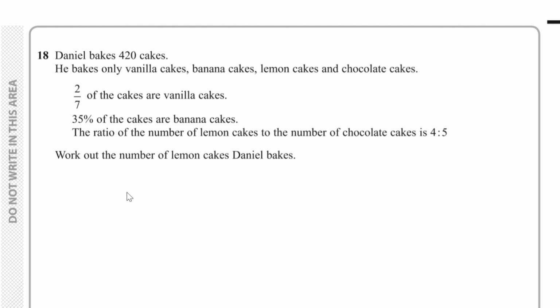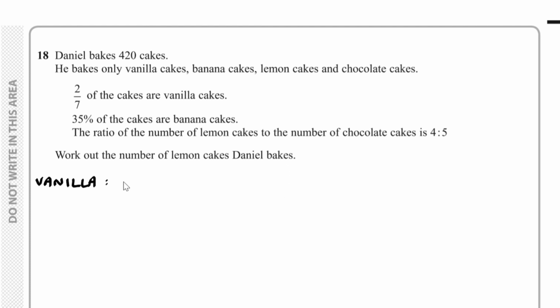Question number 18. Daniel bakes 420 cakes. He bakes only vanilla cakes, banana cakes, lemon cakes, and chocolate cakes. 2/7 of the cakes are vanilla cakes, 35% of the cakes are banana cakes. The ratio of the number of lemon cakes to the number of chocolate cakes is 4 to 5. What we have to do is work out the number of lemon cakes Daniel bakes.